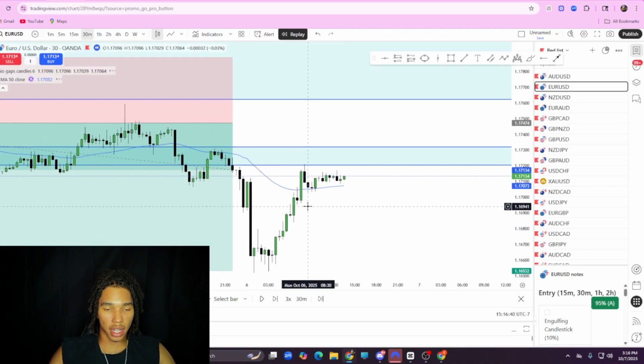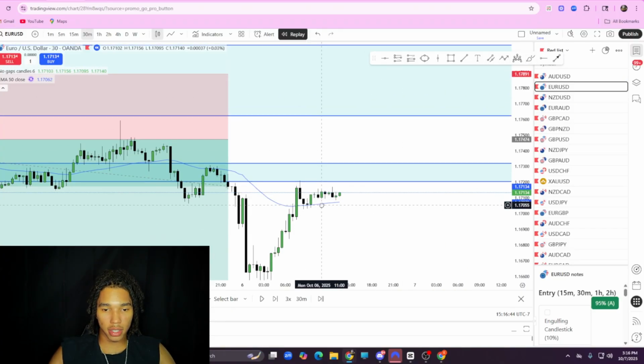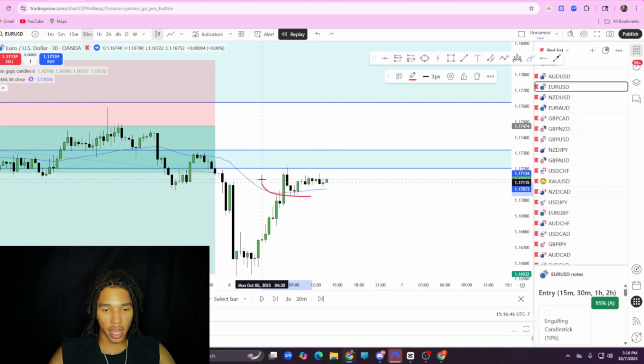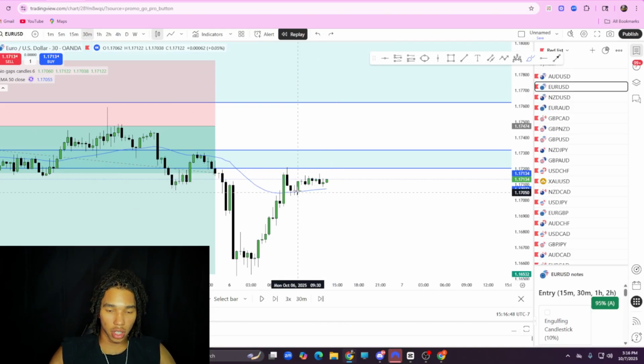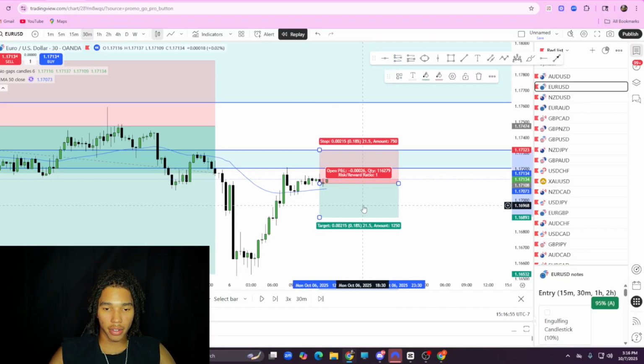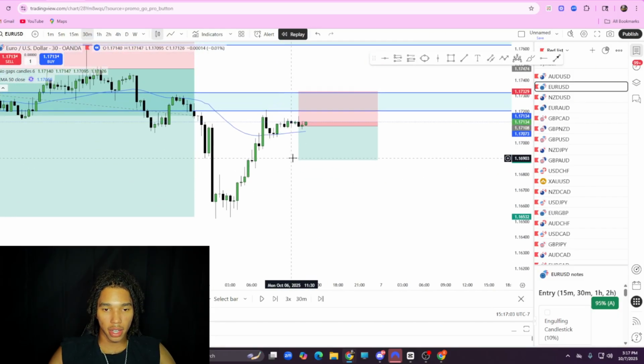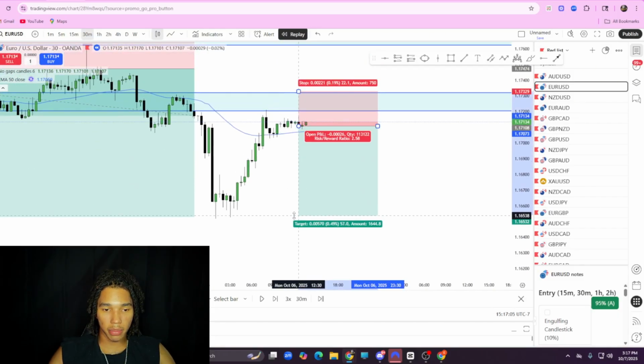Once we pull back into the neckline, we wait for price to reject it. Once we hit it, we see that price is not breaking through the area, we're just consolidating. So we look for an engulfing candlestick. We have one right here, enter right here. Okay, put your stop loss 10 pips above this area, and then have your same take profit.